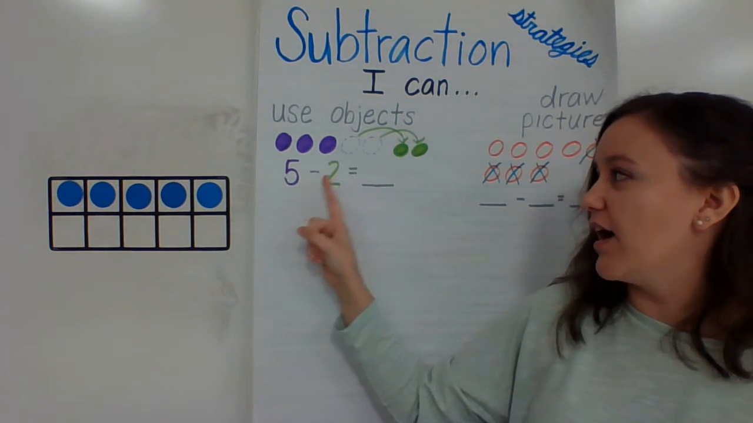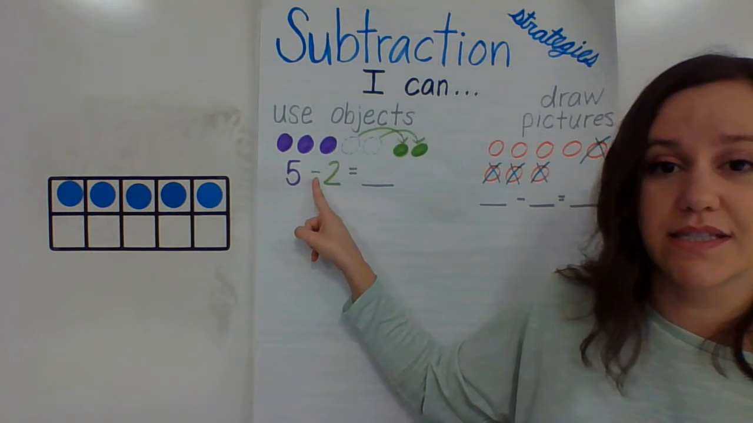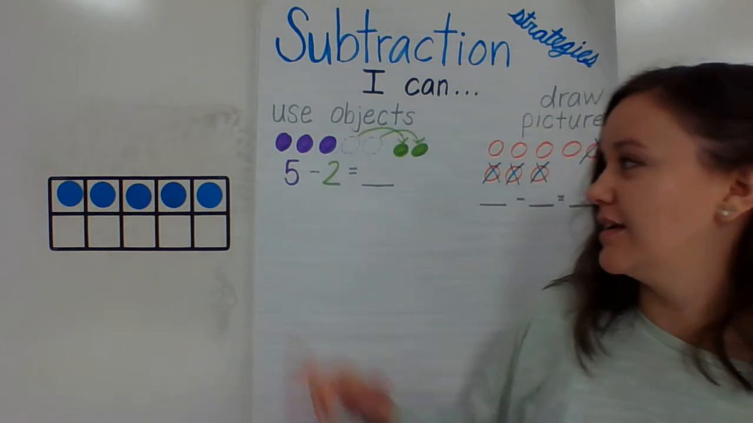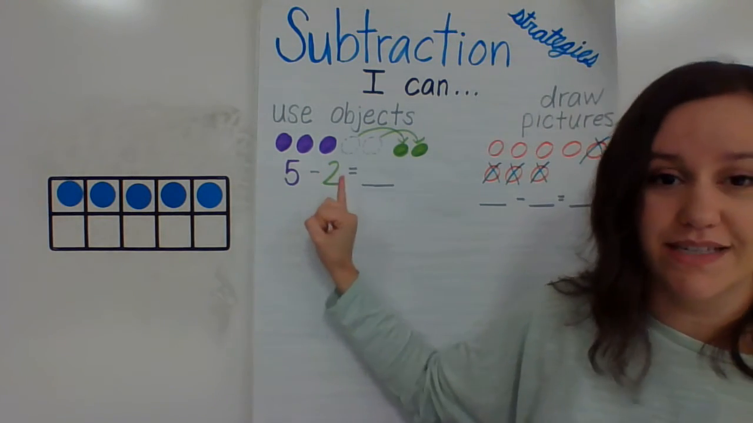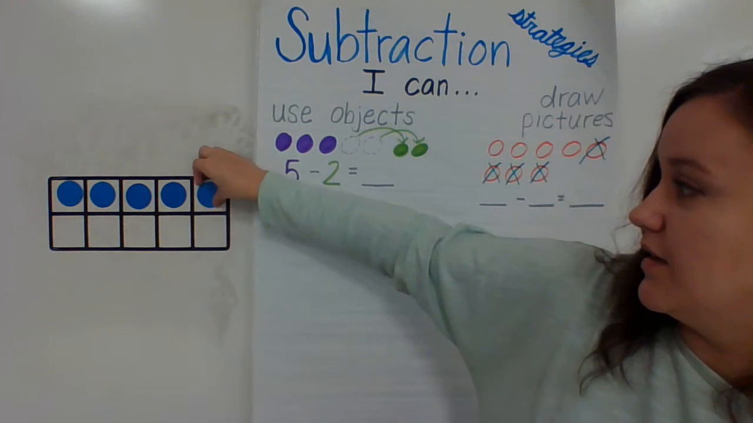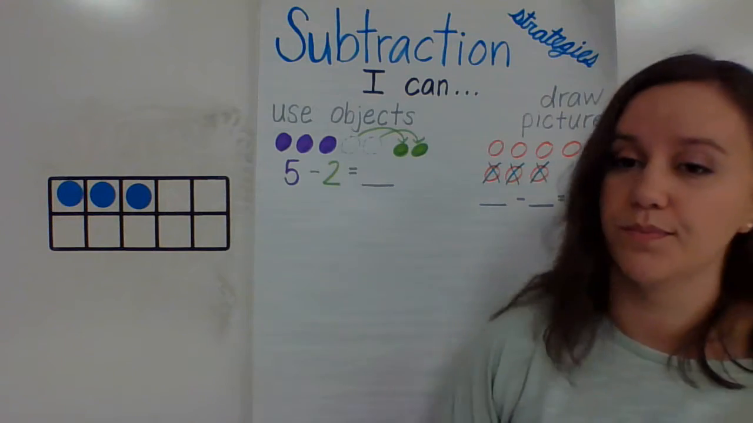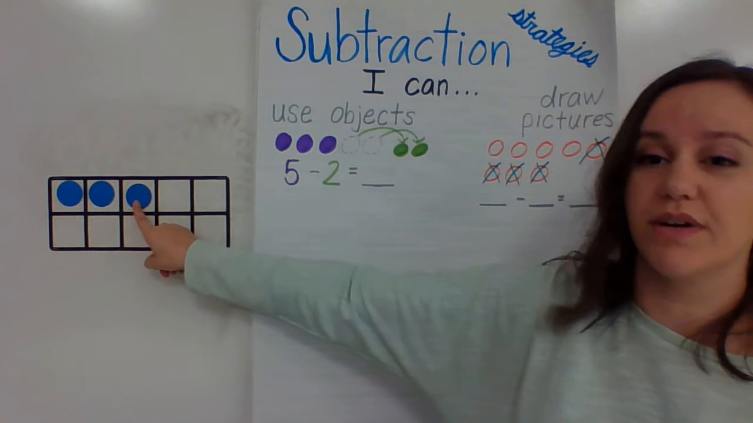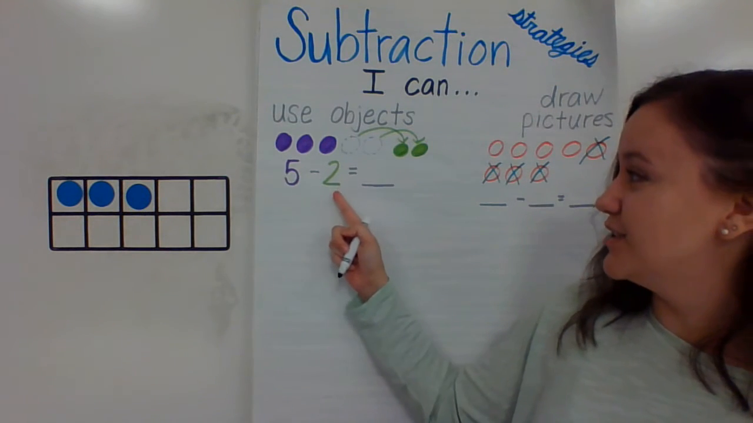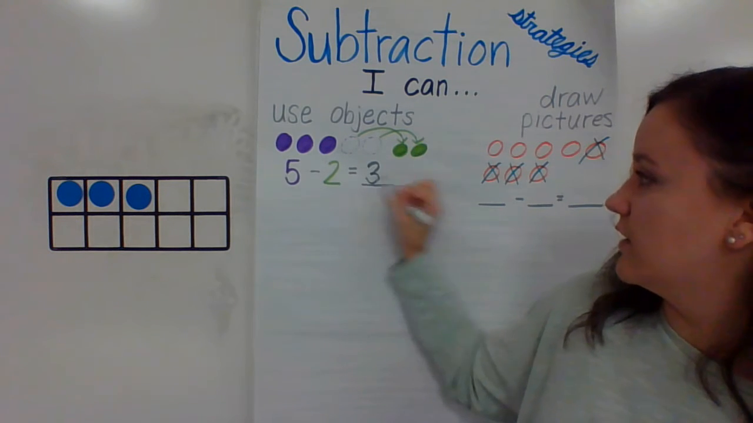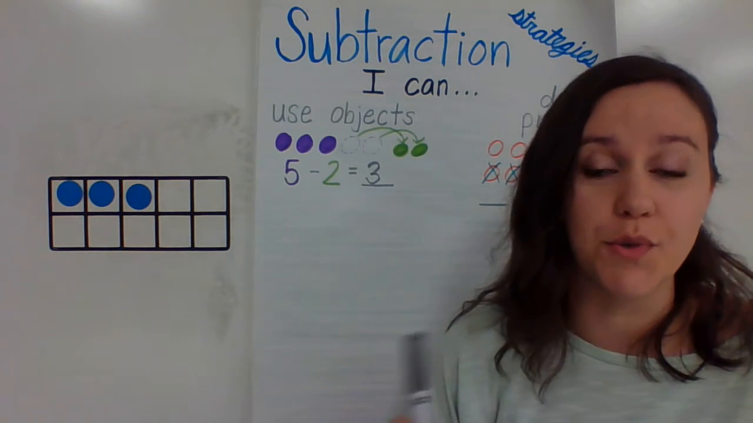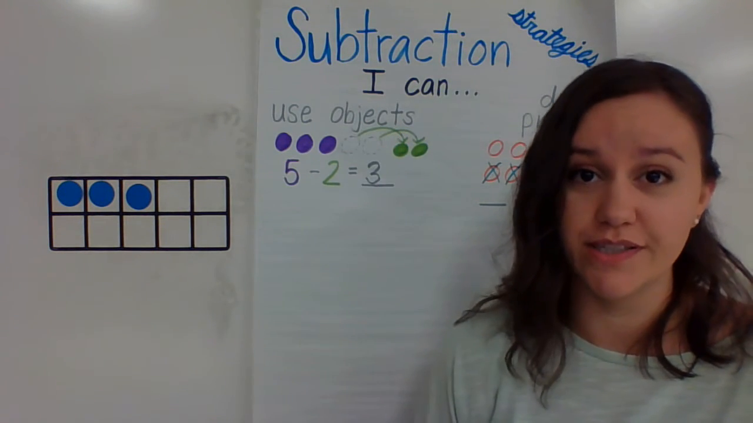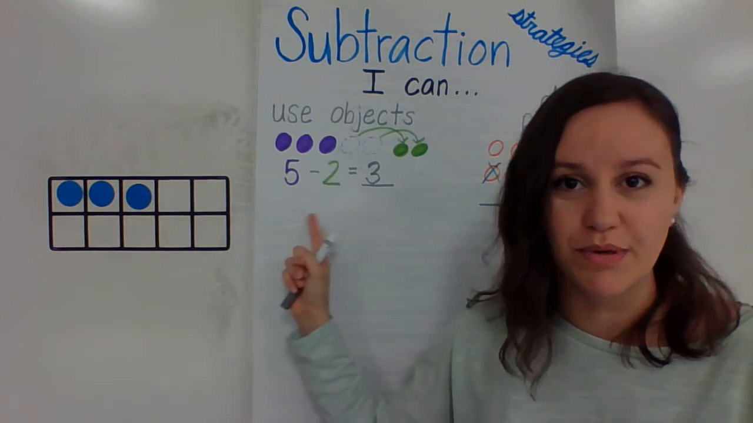Now this problem says 5 minus 2. That's a minus sign. So if I see that minus sign, that means take away. So I start with 5. It says to minus 2. So I'm going to take 2 of these away. 1, 2. Now I need to see how many I have left. So I have 1, 2, 3. That means that 5 minus 2 equals 3. Now we call the answer to an addition problem the sum. We call the answer to a subtraction problem the difference, because it's the difference between these two numbers.